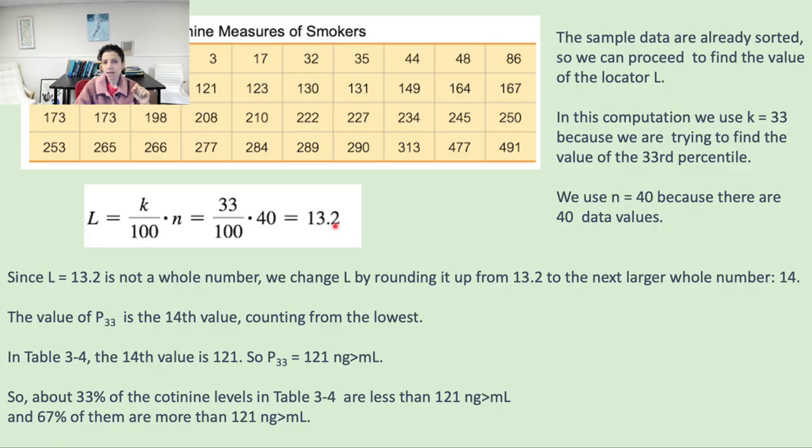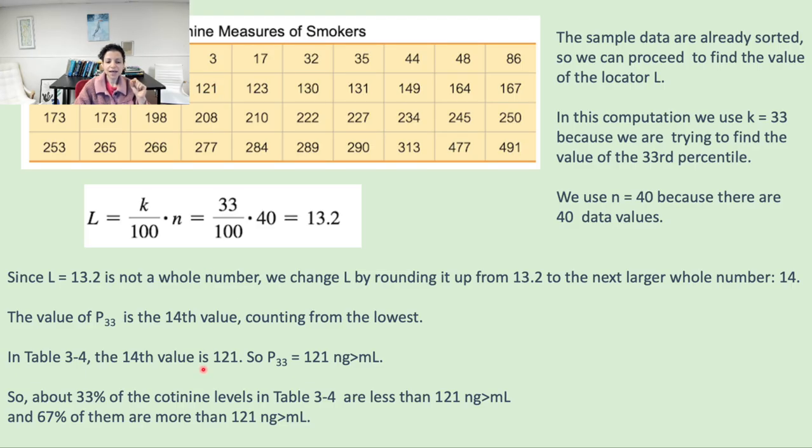Okay? Now 13.2 is not a whole number. So remember, what we need to do now is round up to the next number. So 13.2 gets rounded to 14. So the 33rd percentile is going to be in the 14th position. And the value that's in the 14th position is this one. We count from the bottom up, and the 14th position is this one.